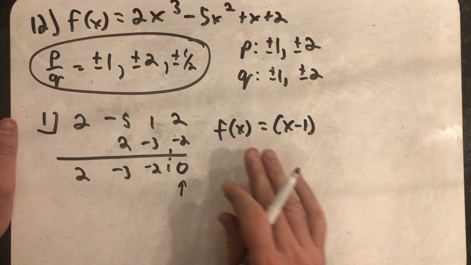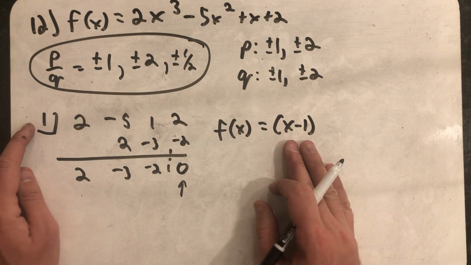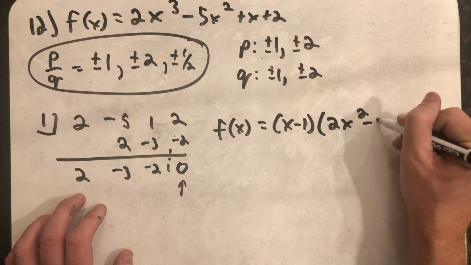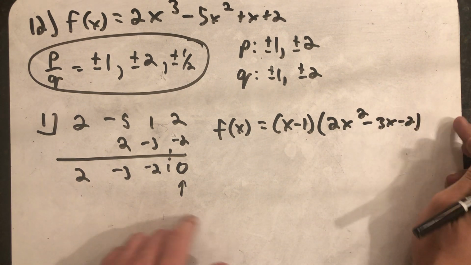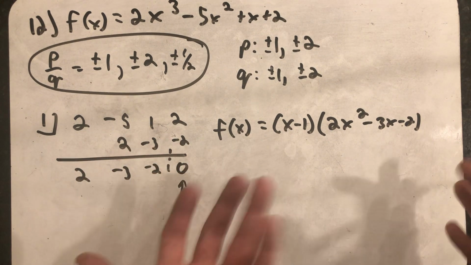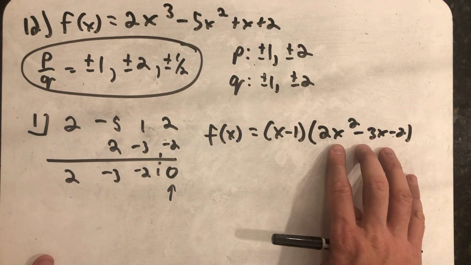Because the division algorithm then says my function is equal to what I was dividing by, x minus 1, times the quotient, plus the remainder, but the remainder is 0, and that's the whole point, right? With the remainder 0, I know I've divided evenly, which means I have a factor.